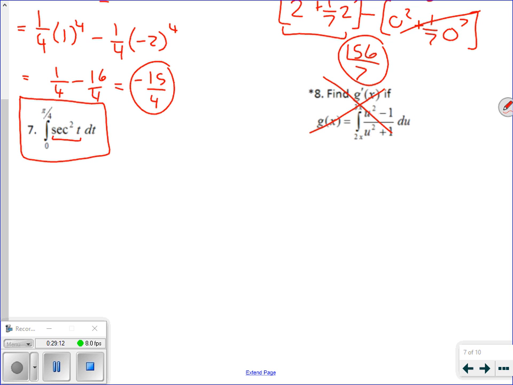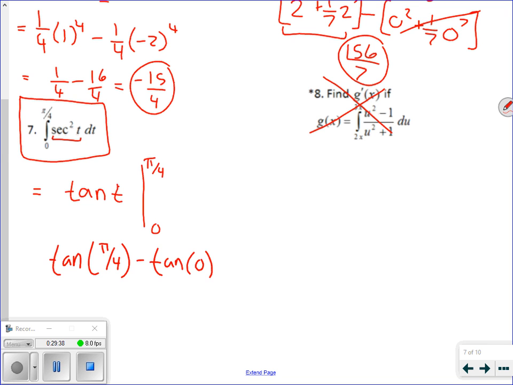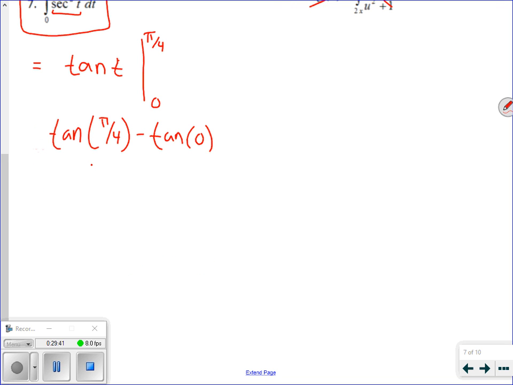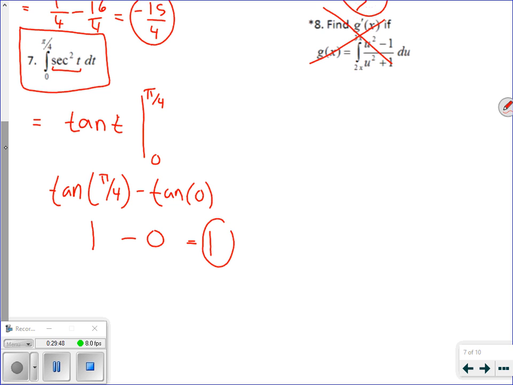So that means if I take the integral of secant squared, I'm back to tan. So this is equal to the tan of t evaluated from 0 to pi over 4. We're going to plug in pi over 4, and we're going to subtract plugging in 0. Tan of pi over 4 is 1. Tan of 0 is 0. This equals 1. So the area underneath the curve of secant squared from 0 to pi over 4 is 1.